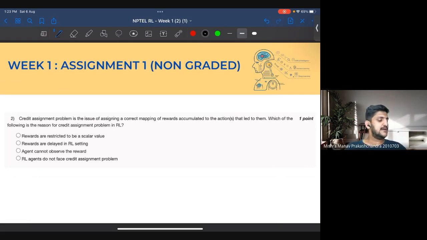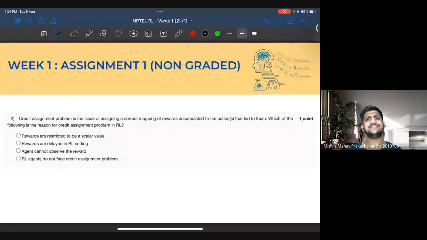Second, the credit assignment problem is the issue of assigning the correct mapping of accumulated rewards to the actions that led to them, which could be the reason for the credit assignment problem in RL. What do you mean by credit assignment in RL? You have two types of problems. There is an immediate RL setting, like the bandit problems, wherein you take an action and get immediate feedback.